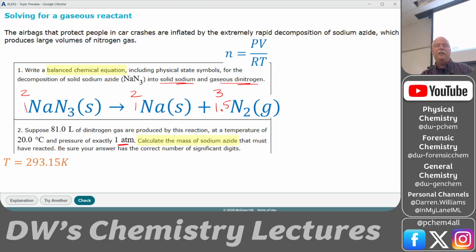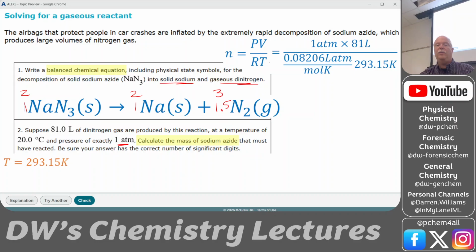So here's our equation, our ideal gas law. n equals PV over RT. And so we can put in all of our numbers. Our pressure is 1 atmosphere, our volume is 81 liters, and then our temperature is 293.15 Kelvin. So we end up with 3.367 moles of nitrogen. Okay, so that's how much nitrogen was produced. But that's not what we're asked about. We're asked about sodium azide.